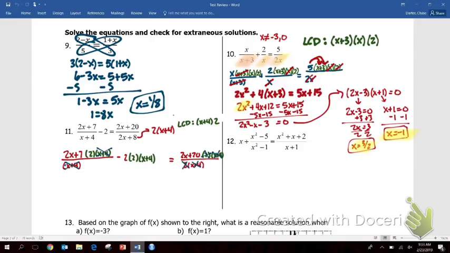So now in this first fraction, all I have left is something I need to distribute. So that's 4x plus 14. In the second fraction, 2 times 2 is 4, so I have minus 4 times x plus 4. And then in the last fraction, we just have 2x plus 20. So then I need to distribute this negative 4.